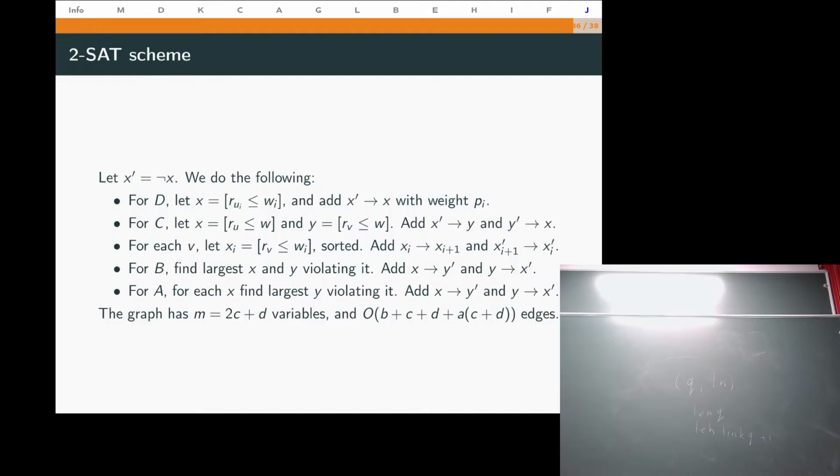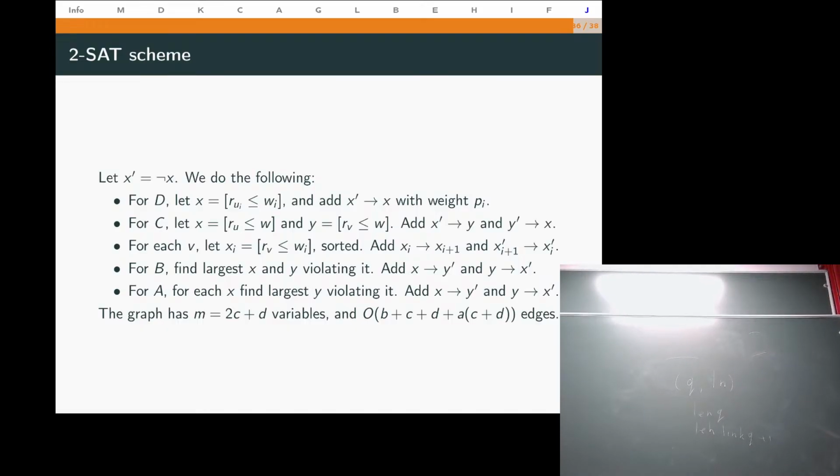Now, for every constraint of type D, we introduce a variable x that is true if the imposed constraint of type D is satisfied. Then we add to our implication graph the edge x prime to x with weight p_i, which means that if this constraint is not satisfied, then we can enforce it at the cost p_i, and we will use it later in our analysis of the 2-SAT network. But for now, let's reason about other constraints.